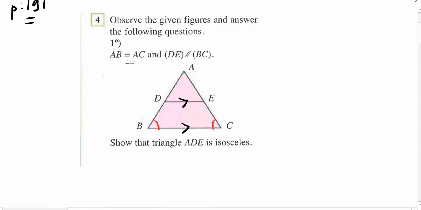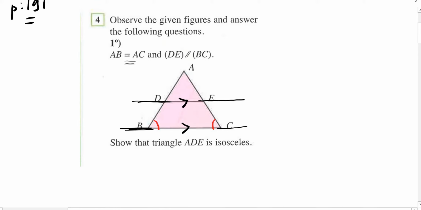Another given is that DE is parallel to BC, and we know that through parallel lines we can find corresponding angles and alternate interior angles, as we mentioned in the lesson before. So I can extend the lines here because the parallel lines are lines, so we can extend them as much as we can. We need to prove that the triangle ADE is an isosceles triangle.